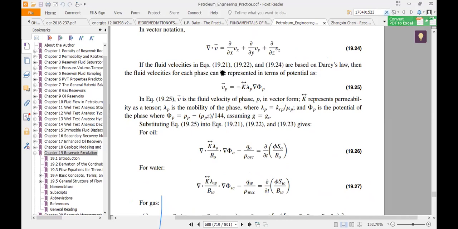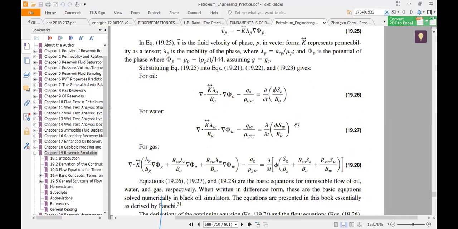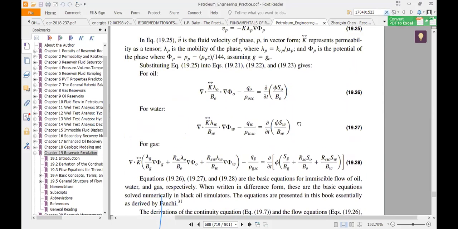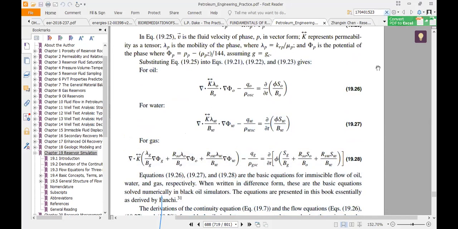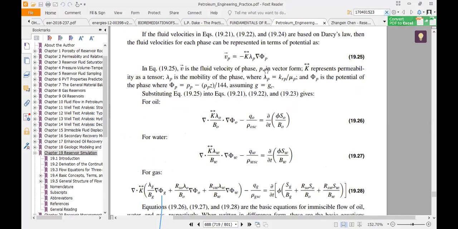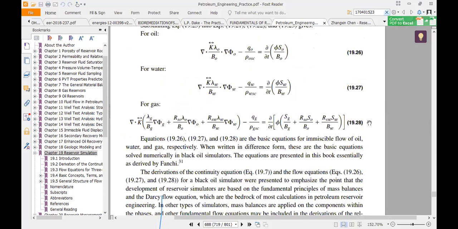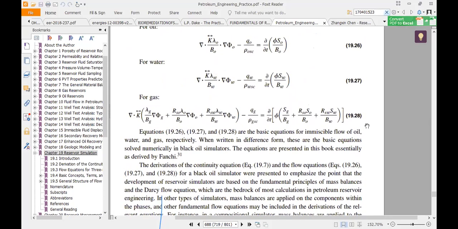So here Darcy's equation is brought in, and of course, depending on the form of the Darcy equation, this is in form of potential. Of course, potential is your pressure and then the gravity term. And all this will now take you to the equations you have in 19.26, 19.27, 19.28. Now this brings us to Chigozie's question, and permit me to go back to my slides.